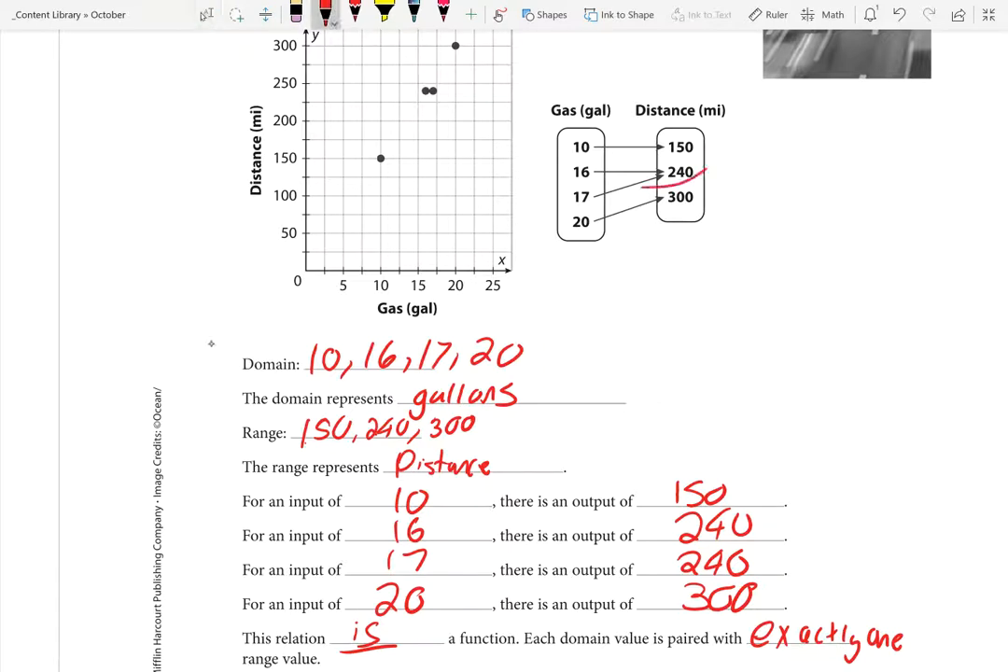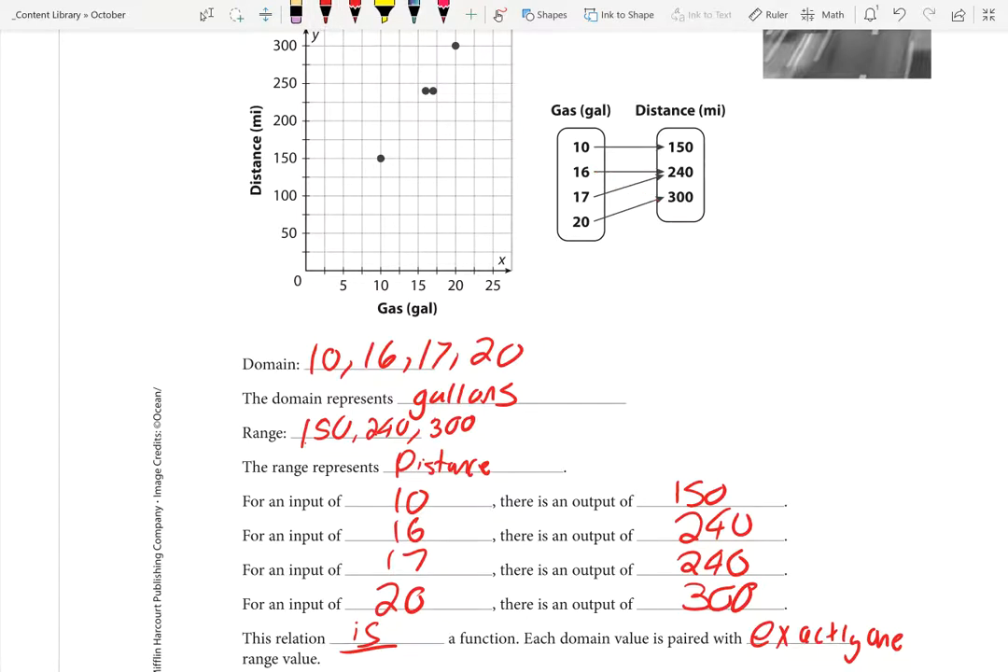If you look at it, there's two lines that go to 240. That is okay. What we cannot have is two lines coming from an x value. We can't have two lines come from 10 or two lines come from 16 or two from 17. We have to have one line coming off each of these. It doesn't really matter what happens on the range side of things. In fact, we could have all of these just go to 240. It would still be a function. So yes, you can have duplicate y values. You just can't have duplicate x values and multiple lines coming off of x values.